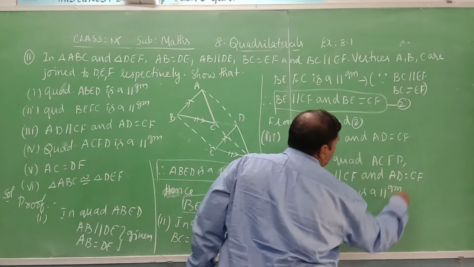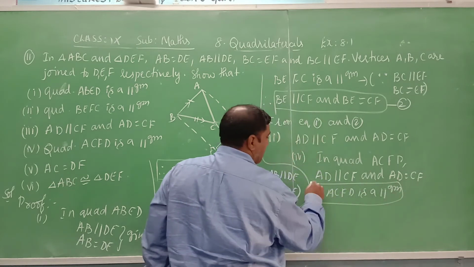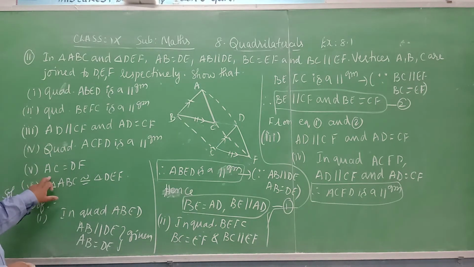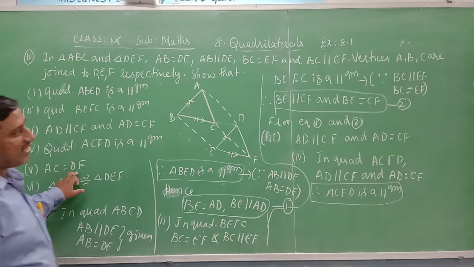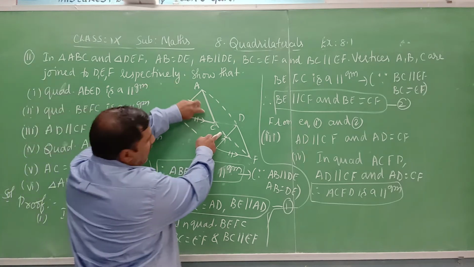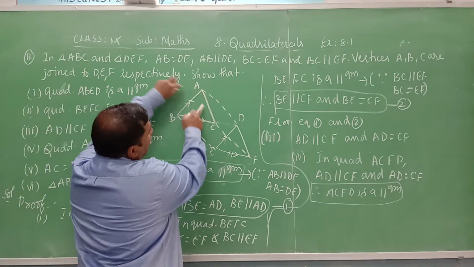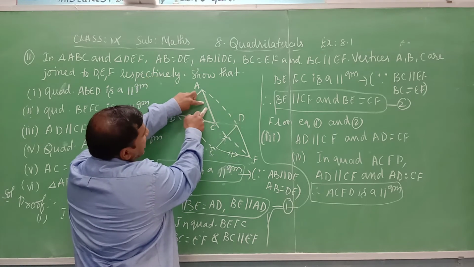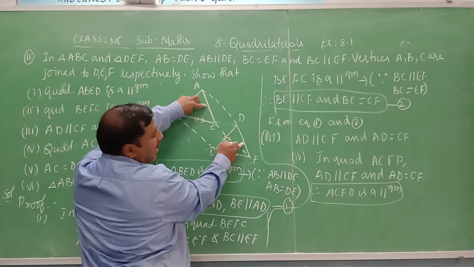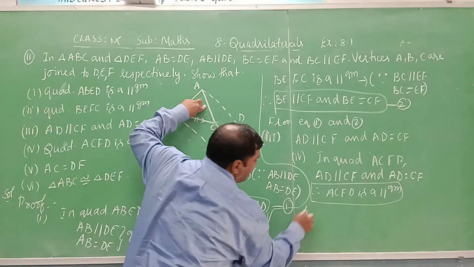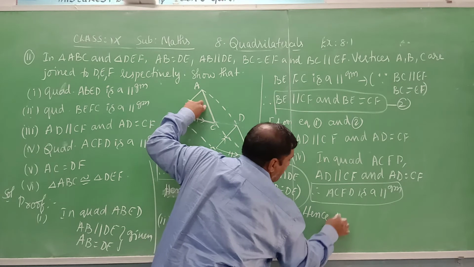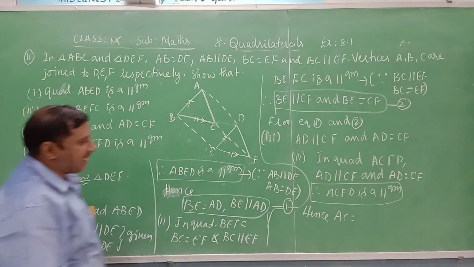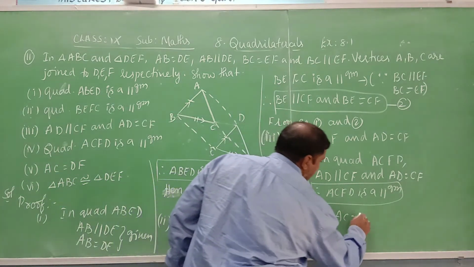Why is it a parallelogram? One pair of opposite sides are equal and parallel. Next, we have to prove AC is equal to DF. Now in this parallelogram ACFD, the remaining opposite sides AC and DF are both equal. So hence AC is equal to DF. That is the fifth identity, which we can prove here.